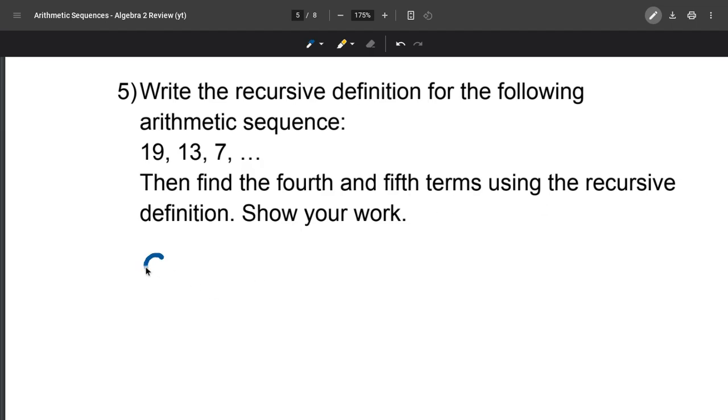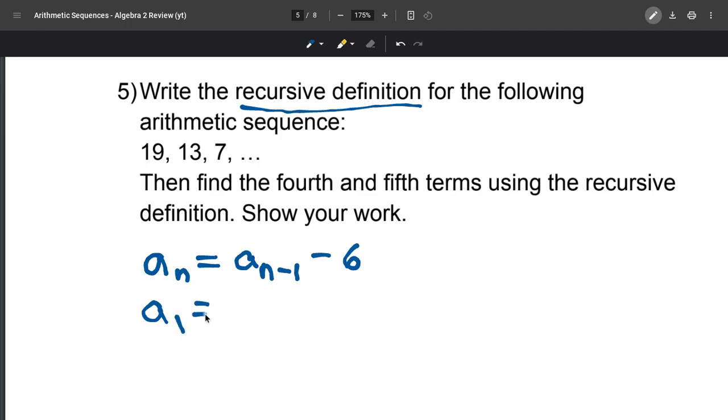Okay, so our recursive definition is going to be a sub n, the nth term, equals a sub n minus 1, which is the term before the nth term. And we're going to add the common difference. Now the common difference is we're subtracting 6, so we're going to add negative 6, or we just write minus 6. Now for the recursive definition here, we also want to list out the first term, a sub 1. Some literature you see a sub 0. That's going to be 19. So that's going to allow us to figure out what the sequence is. You have to have the definition here, the recursive formula, and then the first term.